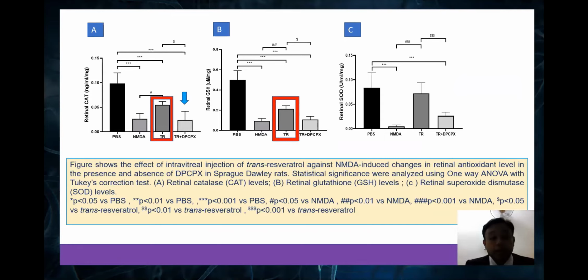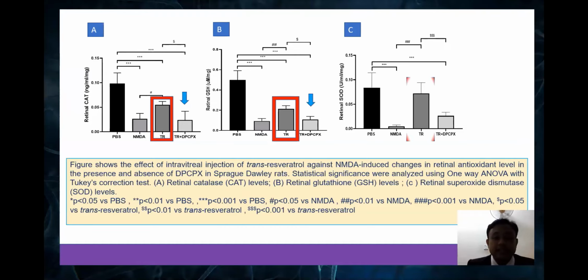Similarly with B, for the retinal GSH, the TR-treated group showed higher levels of the GSH antioxidant. This indicates higher levels of GSH activity. In contrast, the TR-DPCPX group showed lesser levels of GSH, indicating lesser activity for the GSH antioxidant.